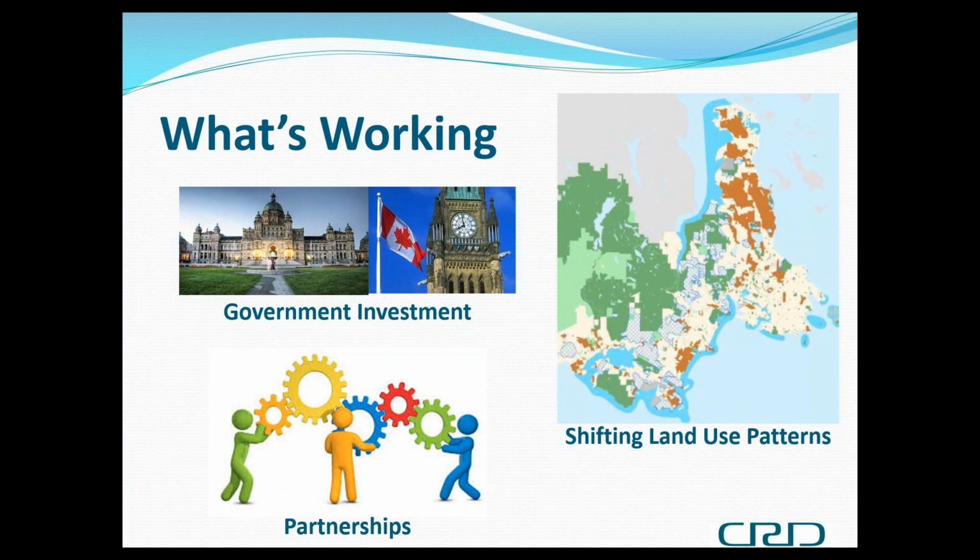The other key thing that's working is partnerships. None of this work that we're talking about, as you can see with the case examples I provided, happens without very sophisticated partnerships between nonprofit organizations, regional government, the private sector in some cases, and also provincial and federal government. So these partnerships are absolutely essential to the success of our programs.